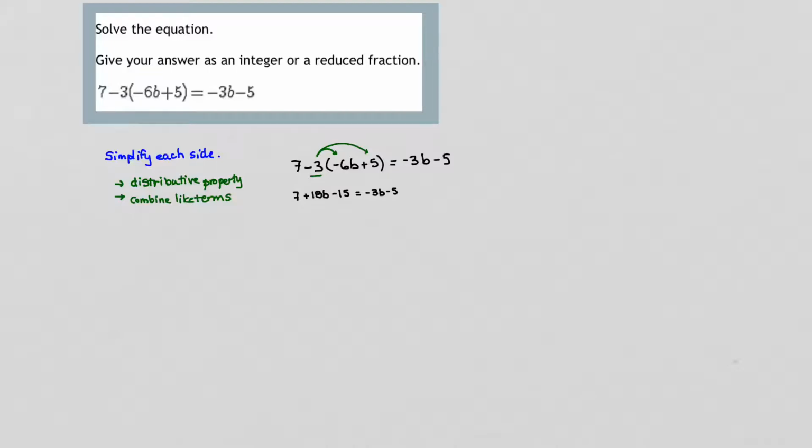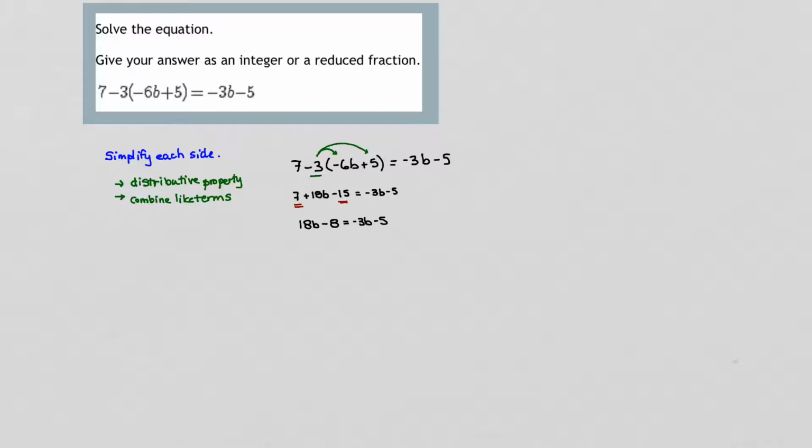And notice on the left side we have two constants. We have a 7 and we have a negative 15. Those are the ones we want to put together. So that means on the left side we simply have 18b minus 8 equals negative 3b minus 5. All right, so we finished that first step of simplifying each side.